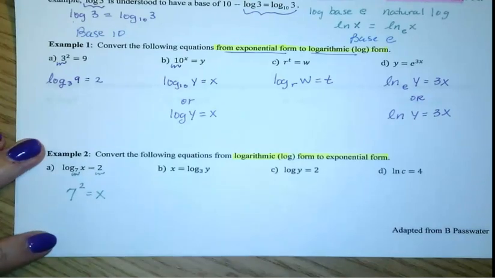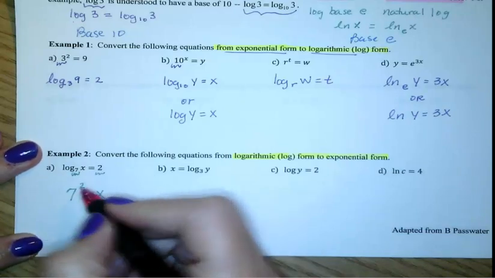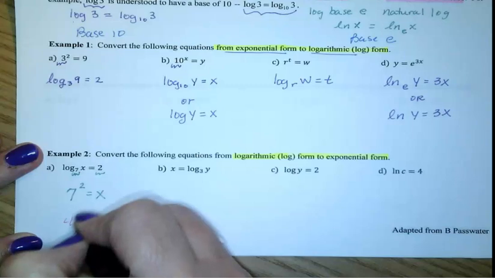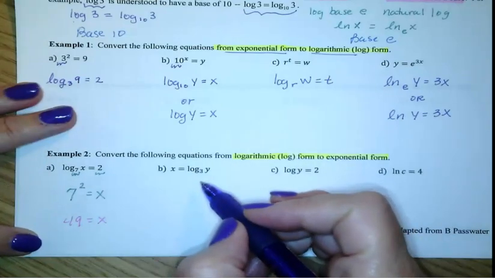x. Okay? And we could actually take this a step further and solve this. We could figure out what x is. 7 squared is 49. And so that is actually what x equals. And so we actually solved a log equation. All right, let's move on to this one.